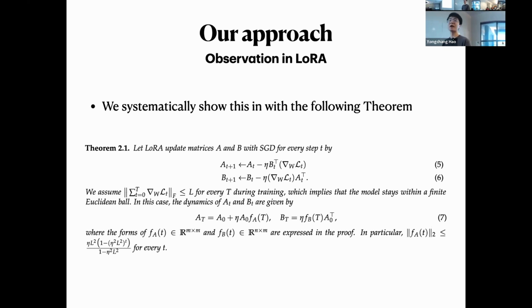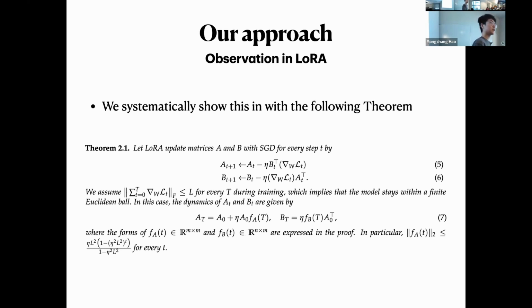And in this paper, we formally show this with some theorem. The theorem basically states that with some assumption that the model's trajectory is bounded in some space, and your learning rate is small enough, in this case, the change of A is less than this thing. So there's a complicated constant. So we formally show that the change of A is less than this thing.